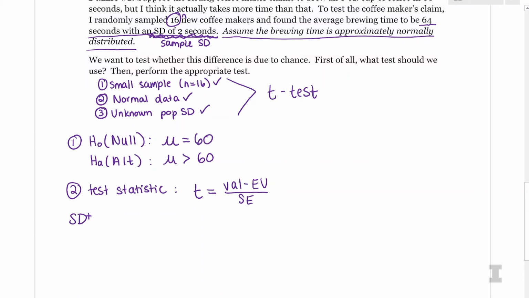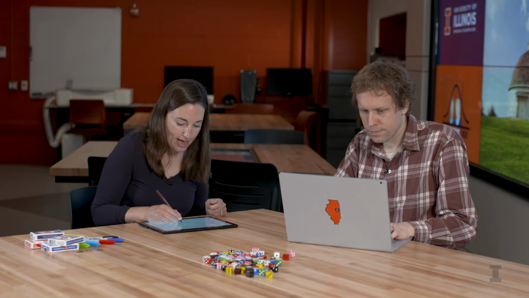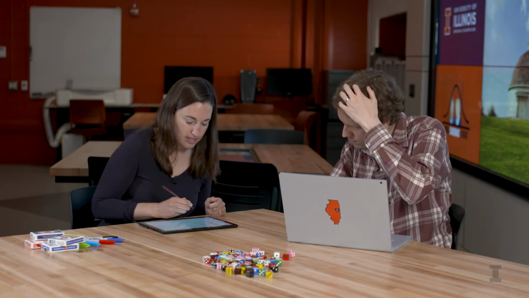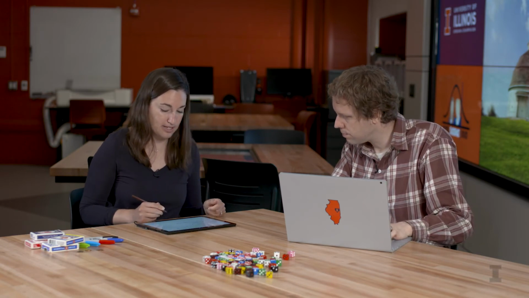It came from a small sample, so let's make it a little bigger. As we're doing this, my value that I got was 64. I expected to get 60 seconds based on the null, right? The null is dull. It assumes that Keurig is doing what they claim. And then let's go ahead and calculate this standard error using the SD plus.